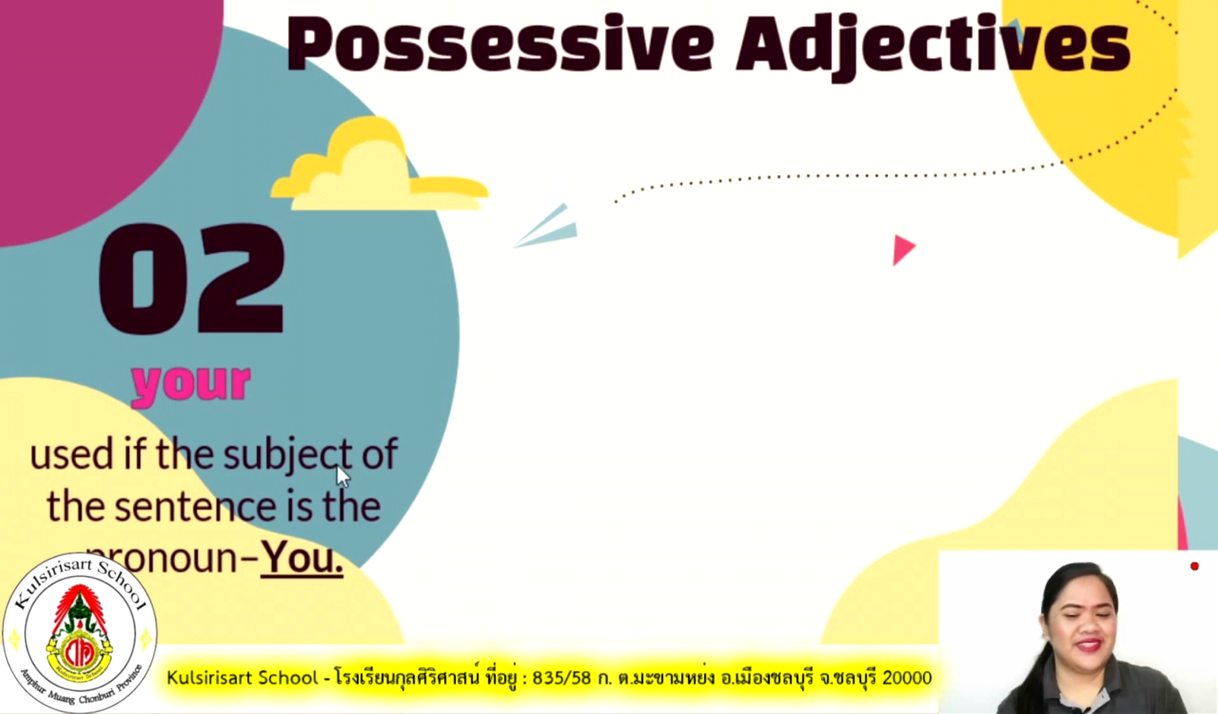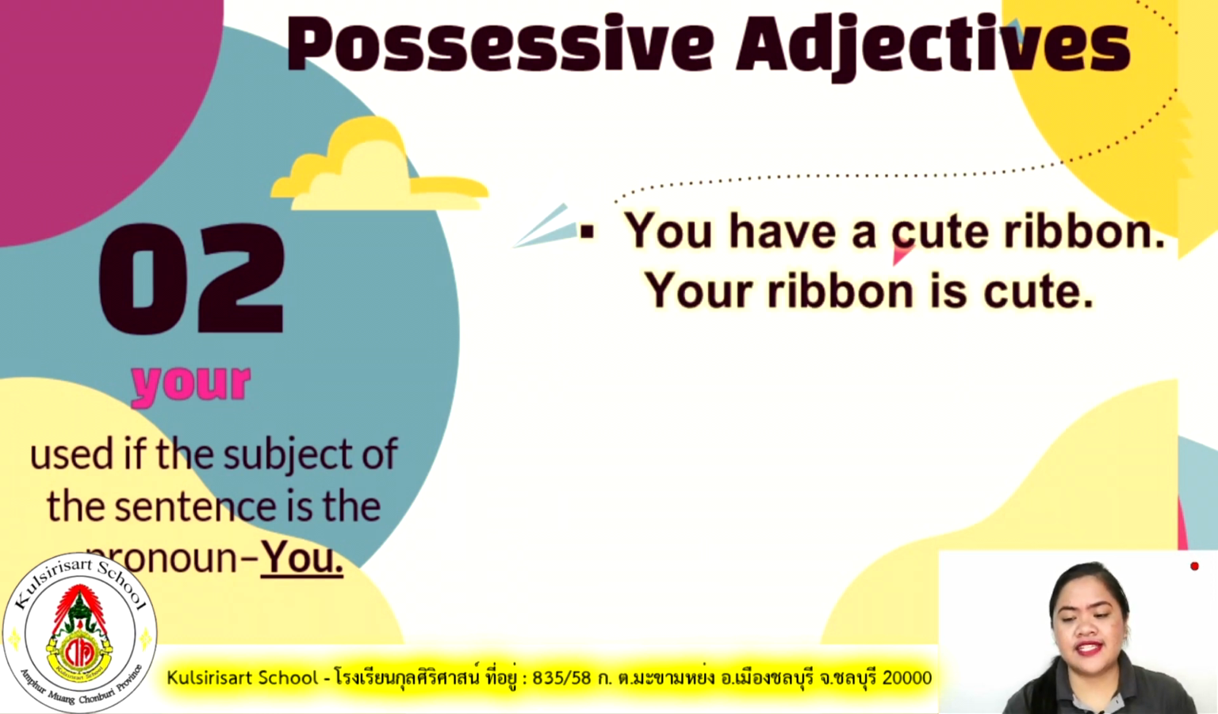Okay, we have the example. You have a cute ribbon. So, in the possessive form, it will become your ribbon is cute. Again, your ribbon is cute.